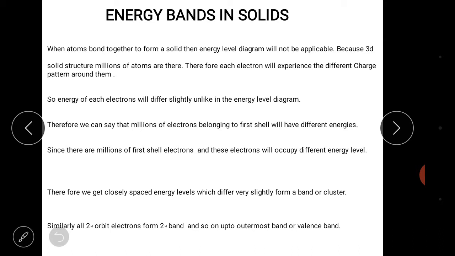Since there are millions of first shell electrons, and these electrons have different energies, they will occupy different energy levels. Therefore, we get closely spaced energy levels which differ very slightly and form a band or cluster. Similarly, all second orbit electrons form a second band and so on up to the outermost band or valence band as shown in this energy band diagram.